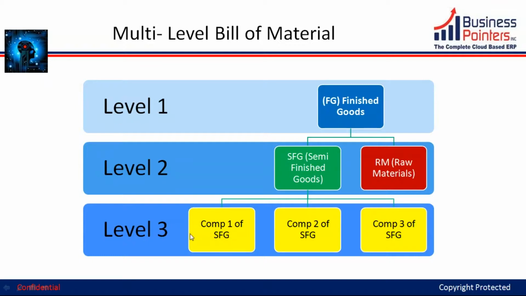In the next level, which is level 3, we have the components that are being used to make the semi-finished product. So first we need to make the semi-finished products, which is component 1, component 2, component 3, and then those components are being used to make this finished product.